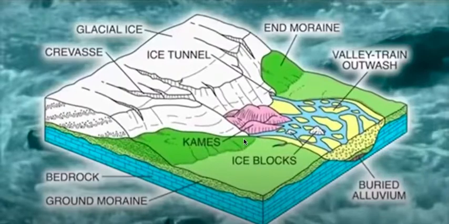We have kames here. Kames were holes in the glacier that got filled with sediment, and then when the ice melted out from underneath it, it dropped the rocks here. This green here is an end moraine, so all of the ice stuff that has been bulldozed in front of the glacier then gets left and melted.